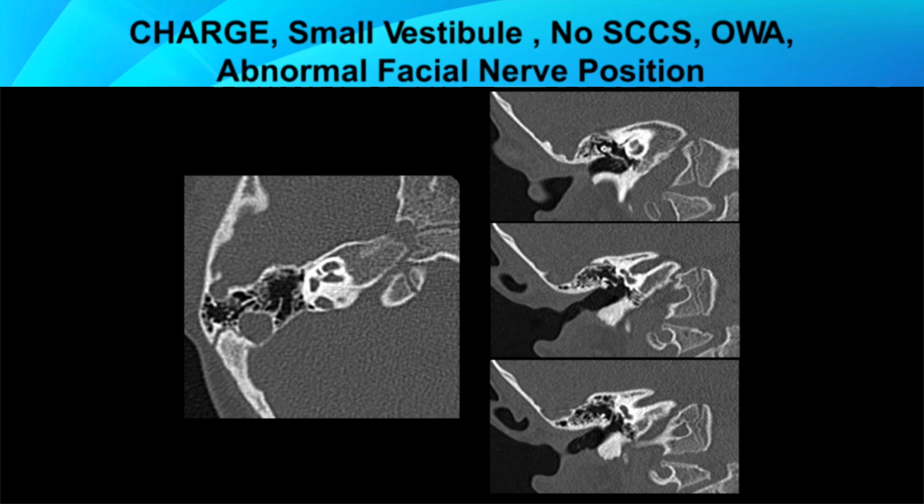This is a series of images from a patient with CHARGE. The vestibule is small. There are no semicircular canals. The oval window is atretic, and the facial nerve is abnormal. Injury to the facial nerve is an especially feared complication of cochlear implantation. Candidates with syndromic conditions, dysplastic cochlea, and anomalies of the vestibular system like dilated vestibules and absent semicircular canals are especially vulnerable. Preoperative understanding of the precise anatomy of an anomalous facial nerve helps prevent injury. Facial nerve anatomy is best assessed using CT.